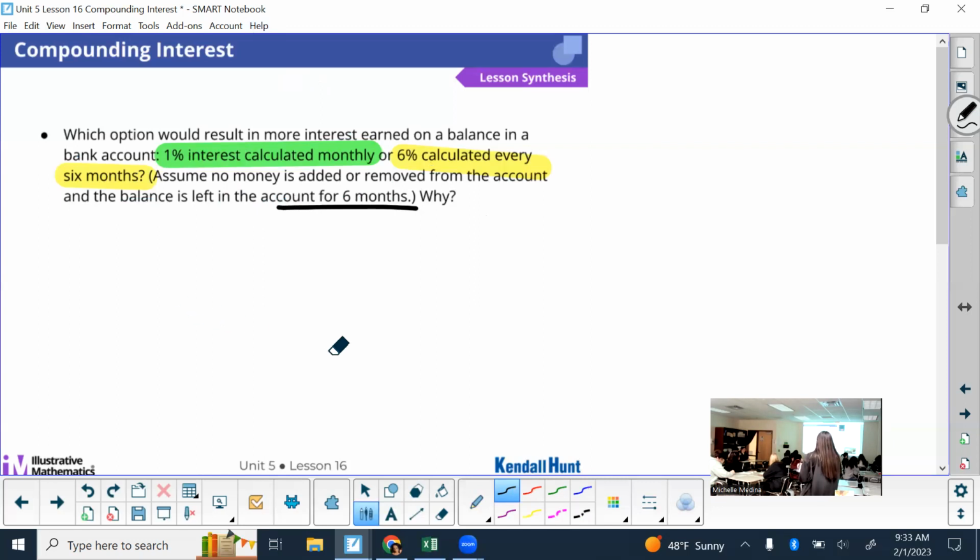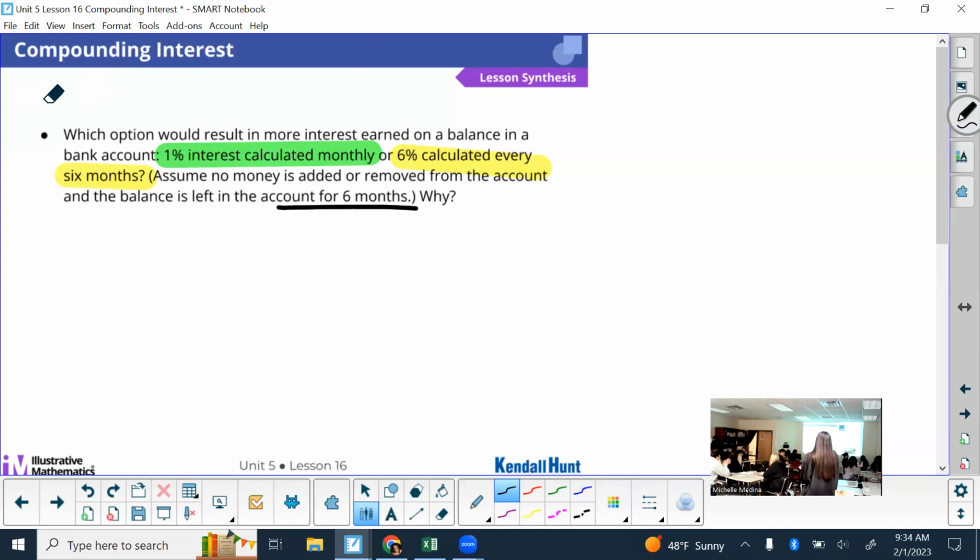Raise your hand if you think the green option, the 1% calculated monthly, would be more. All right, raise your hand if you think the yellow option, the 6% calculated every 6 months, would be more. Okay, so let's see.